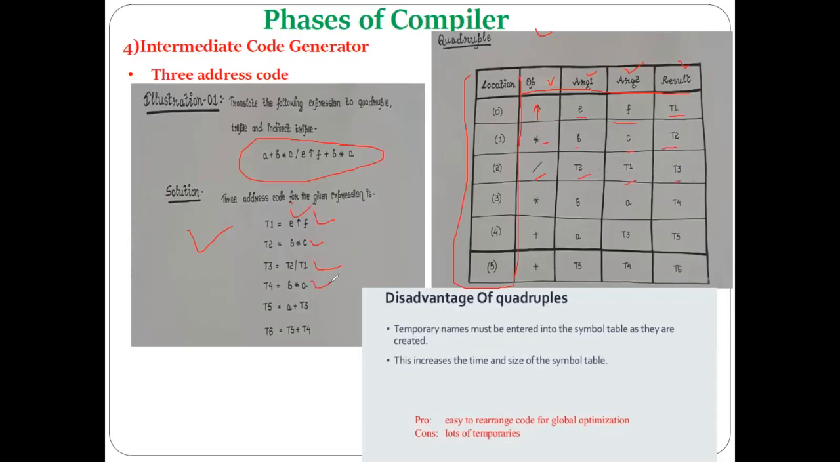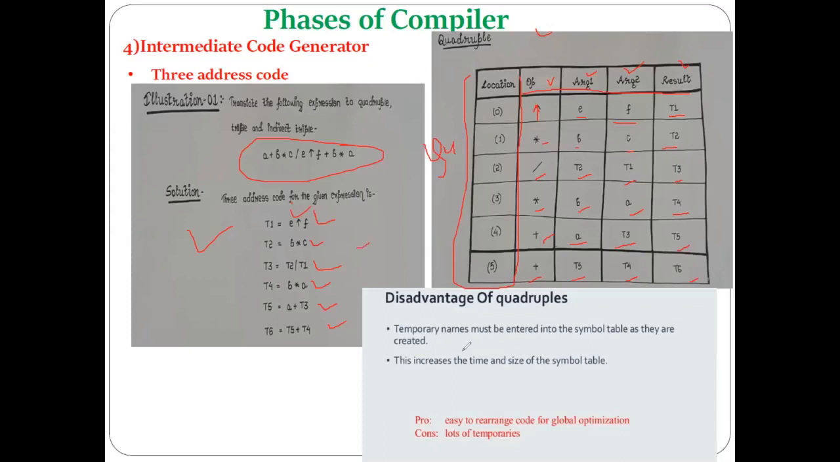Then for the next, T4 equals B into A, multiplication is the operator. B is the first operand, A is the second operand, result in T4. Then for this expression, plus is the operator, A is the first operand, T3 is the second operand, result in T5. Understood. And for the last one, plus is the operator, T5 is the first operand, T4 is the second operand, and result in T6. So this is nothing but the quadruple representation of the three address code.